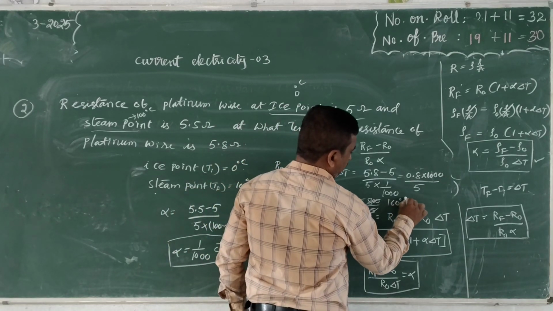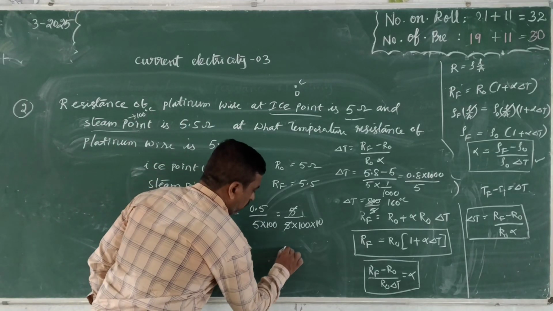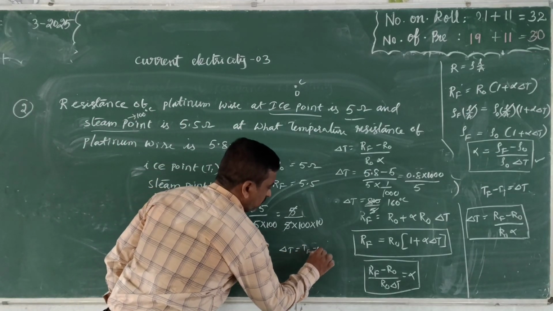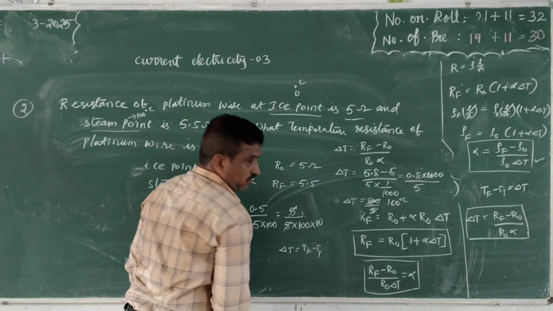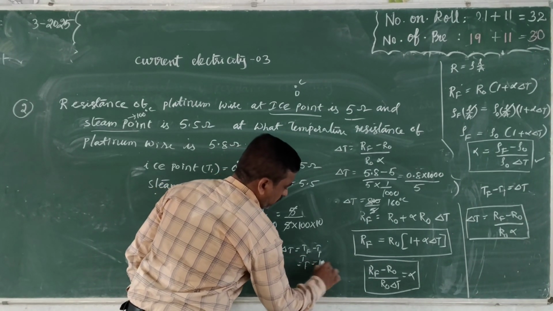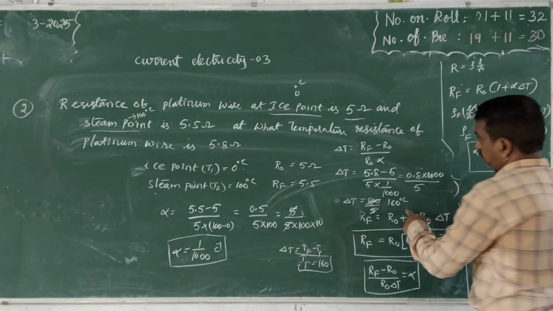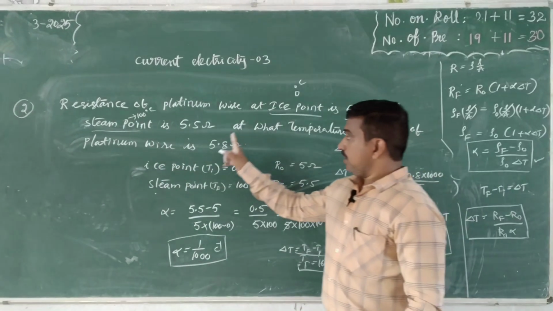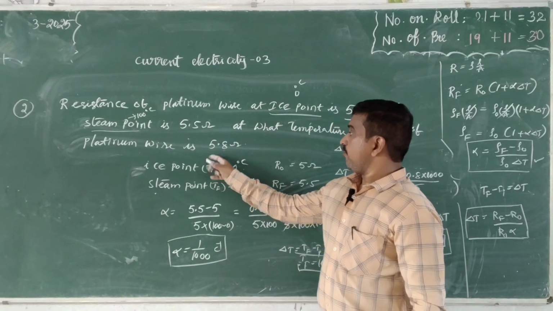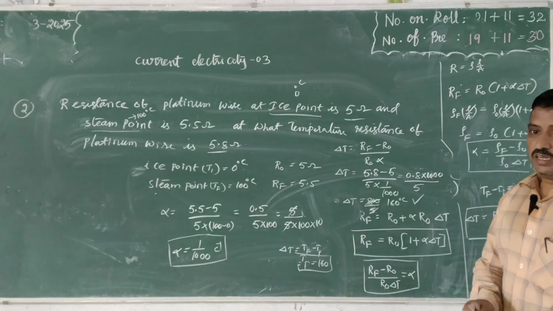What is the temperature? 160 degrees Celsius. Why? Because delta T is final temperature minus initial, and initial is 0, so we get T final only. T final equals 160. So at 160 degrees Celsius the resistance of platinum wire is 5.8 ohms. 160 degrees Celsius.